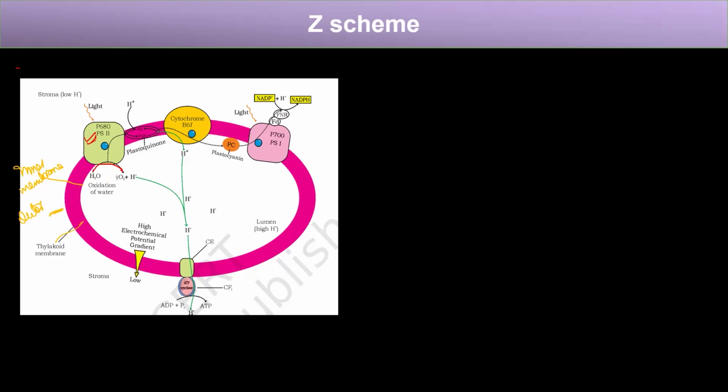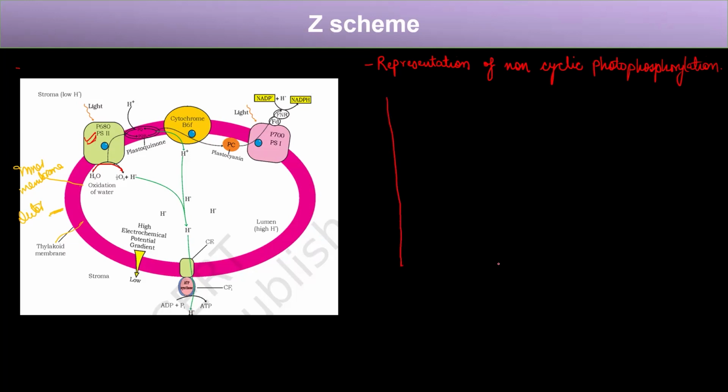Okay. Now, let's move to the Z scheme. So what is the Z scheme? The Z scheme is nothing but a representation of non-cyclic photophosphorylation. Now, what do I mean by representation? Representation means that there is a scale known as the redox scale, because here what is happening? It is oxidation-reduction, right? So there is a scale called the redox scale, which is drawn with respect to the electron flow. So if you represent the non-cyclic photophosphorylation on the redox scale, you will see a structure like this.